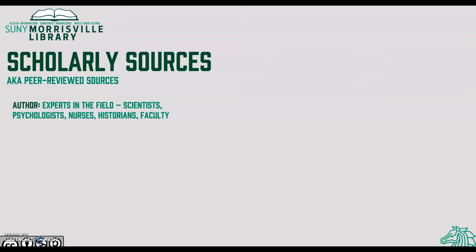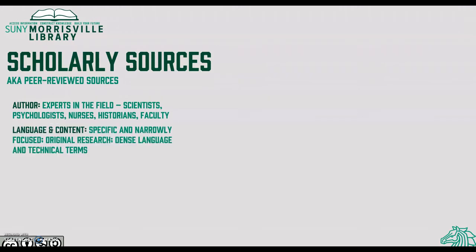Authors of scholarly sources are typically some kind of expert in that particular field. Some examples of scholarly authors are scientists, psychologists, nurses, historians, and faculty. These are the folks who dedicate their work to discovering new findings or to dissect new information. Authors of this nature usually devote their entire educational background to this field and acquired one or more degrees in that particular subject.